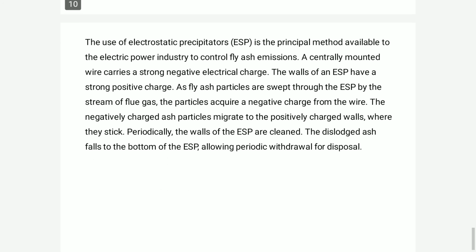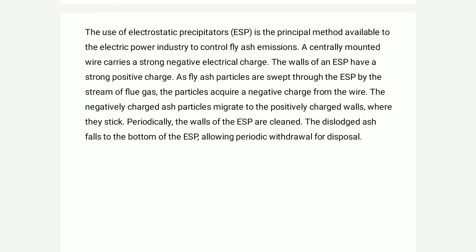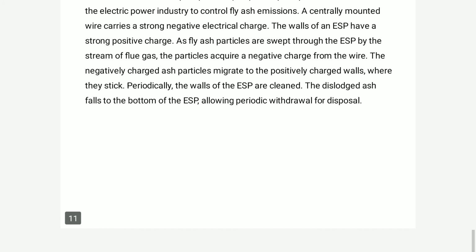The use of electrostatic precipitators is the principal method available to the electric power industry to control fly ash emissions. A centrally mounted wire carries a strong negative electrical charge. The walls of an ESP have a strong positive charge. As fly ash particles are swept through the ESP by the stream of flue gas, the particles acquire a negative charge from the wire. The negatively charged ash particles migrate to the positively charged walls where they stick. Periodically, the walls of the ESP are cleaned. The dislodged ash falls to the bottom of the ESP, allowing periodical withdrawal for disposal.